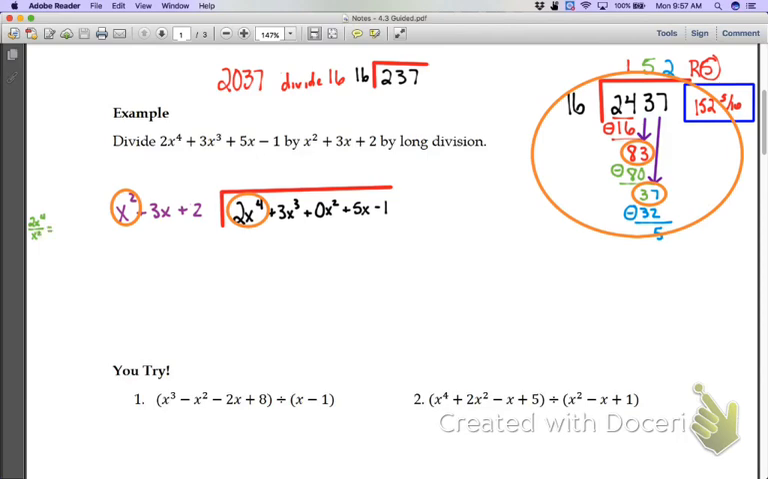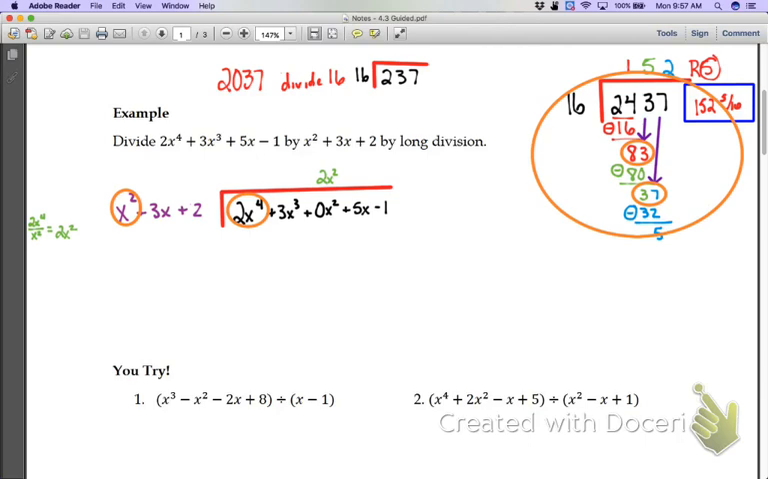So what's 2x to the fourth divided by x squared? What am I left with? 2x squared. That 2x squared is going to go above the x squared that I have in my house. So it goes above. That's why, again, I need that placeholder. It's going to go above that 0x squared.